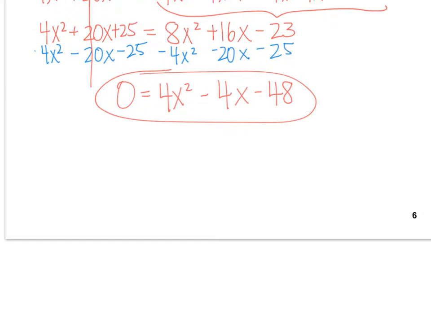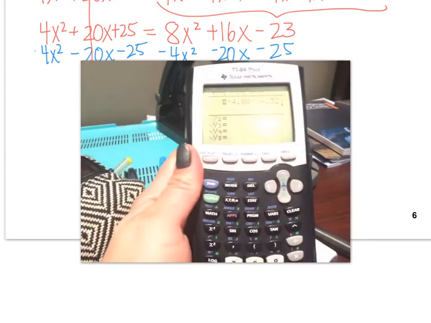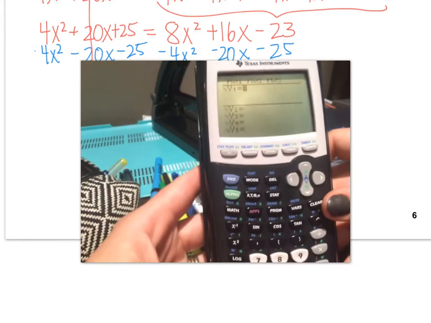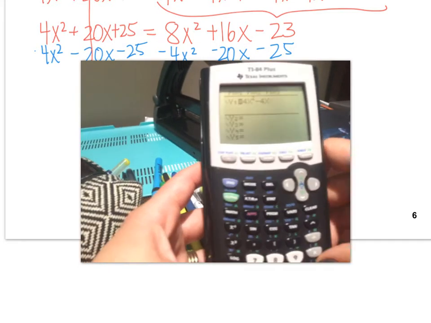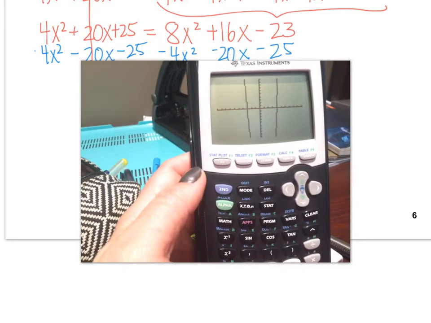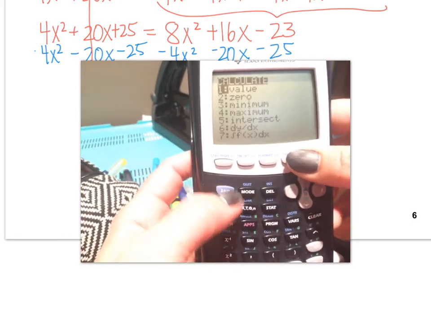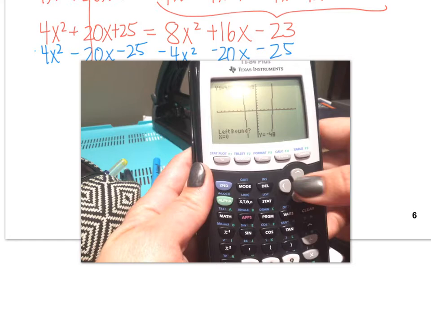I'm going to use my calculator just because I find it a little bit faster, and we did a lot of math there. So I'm going to go into y equals. Okay, I'm into y equals, and I'm going to hit clear, and type in 4x squared minus 4x minus 48, and then graph it. Now, I want to know my two x-intercepts, so I'm going to go second function trace for the zeros option, or roots.